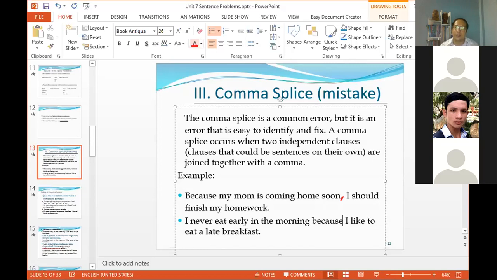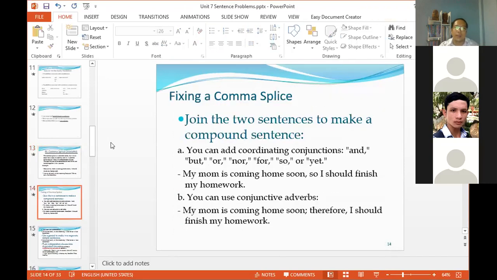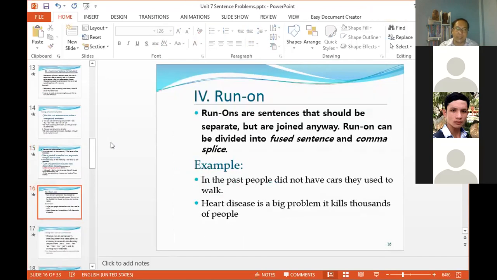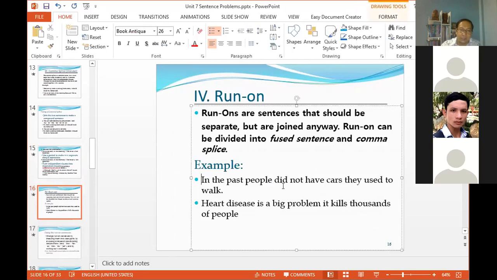Okay, and this is wrong. Wrong one here. And another one: how about run-on? Run-on is similar to comma splice. But what's similar here? Look at this example here. What is wrong here? Why do we call this sentence run-on?